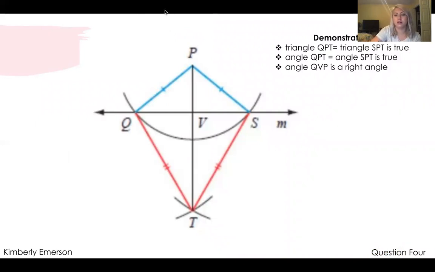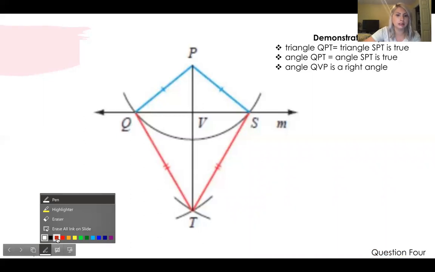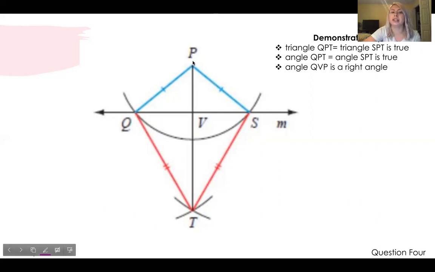So we are going to demonstrate why triangle QPT is equal and congruent to triangle SPT. I'm going to get my pen out. What color, we'll see. I'm going to do purple because we can see it.